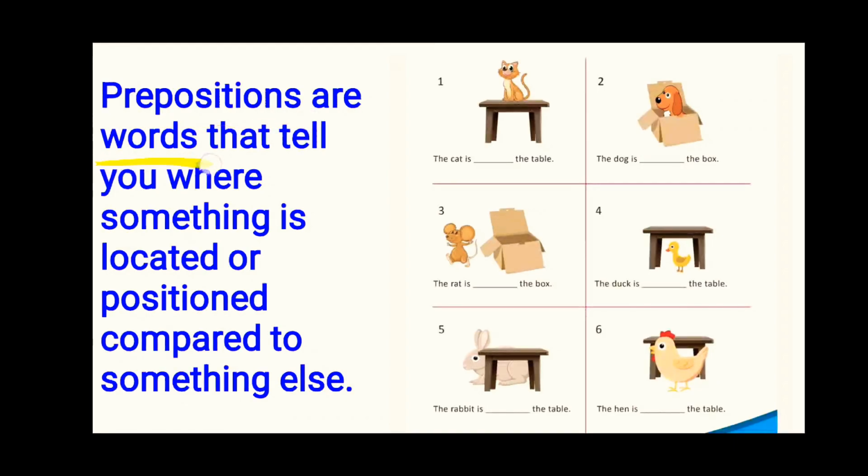Prepositions are the words that tell you where something is located or positioned as compared to something else. So what are prepositions? Prepositions are words that tell the position of one object with respect to another object. Look at all these pictures. In all these pictures we can see two objects, but their positions are different in each picture. So for different positions we'll use different words that we are going to learn in today's class.